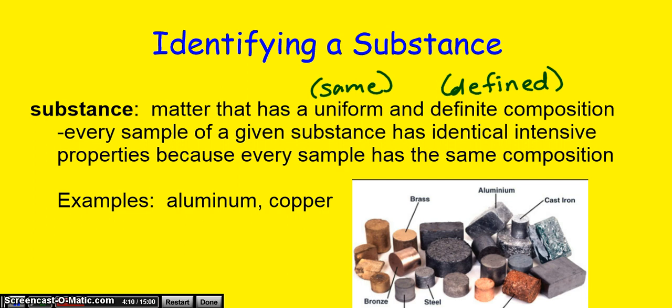And definite is getting at the idea that there is a defined composition of elements and compounds within it. So no matter what sample I take out of it, the properties will be the same because the composition is the same. Aluminum and copper would be two examples of elements that fit this criteria.